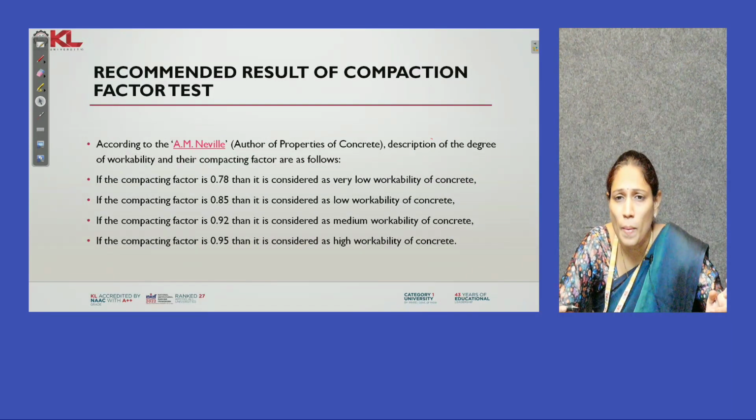Based on certain properties, we are able to know what is the low workability factor, what is the medium, and what is the high one. We are going to have compaction factor values, and based on that we decide whether the workability is high, low or medium. If the compaction factor is 0.78, it is considered very low workability. If 0.85, it is low workability. 0.9 means medium workability. High workability means 0.95, where the water cement ratio is very low.